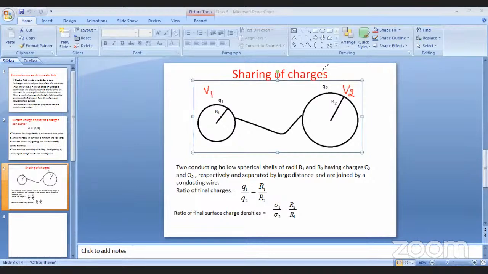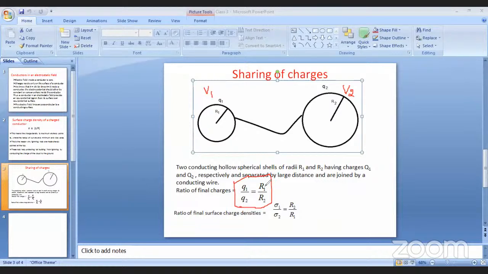But generally, not only for spherical shells, for conductors having any shape, you can have transfer or sharing of charges between the conductors, as long as there is a potential difference between them. So here also the sharing of charges will happen till the potentials on both the spherical conductors become equal. After the transfer is complete, you will have the charges on both these conductors according to this relation, q1 by q2 equal to r1 by r2.